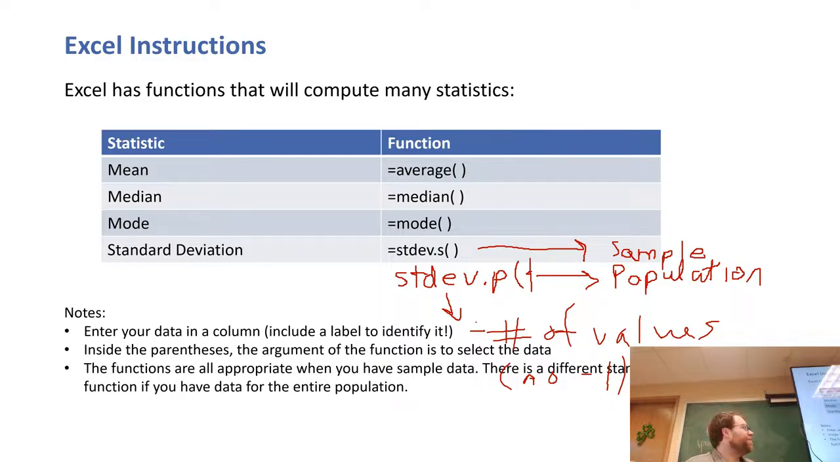And those are things that are in the notes down there. Always make sure to enter the data before you use this function. Make sure to include parentheses when using them. And again, if you have an entire population, you'll want to use the population one instead of a sample. It will lead to slightly different answers because of not including that minus 1 when dividing.